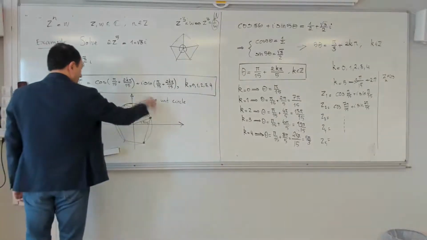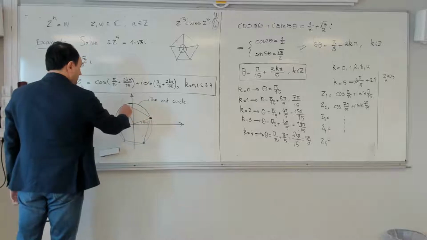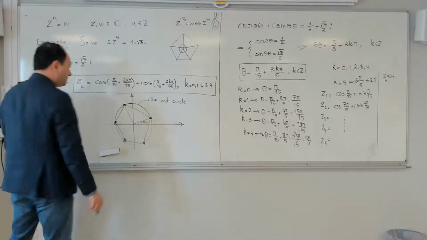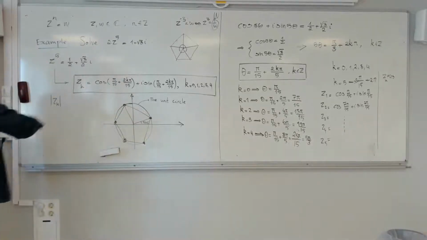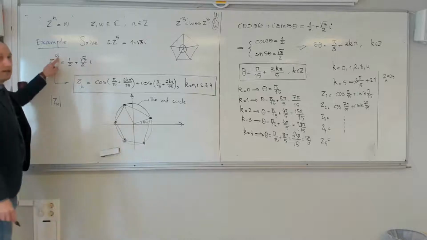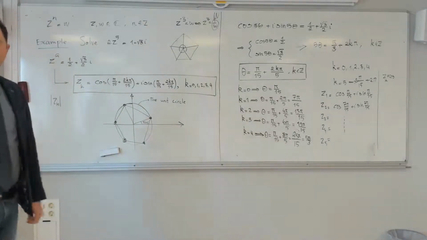So don't trust this picture. You need to understand it yourself. But this is always the case. If you find the points corresponding to those complex roots, and if you connect them, you will get a regular n-gon. And what is n? N is exactly this number that you get here. Yes? Is that understandable?